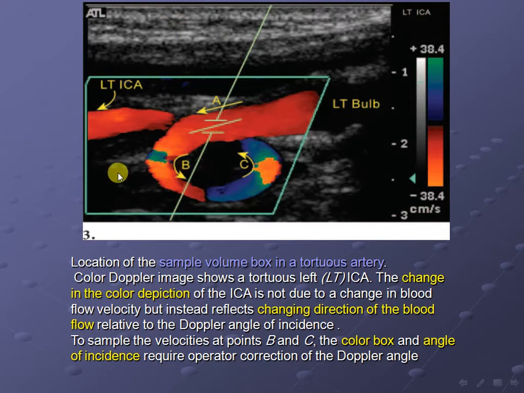You can see here there is a tortuosity in the angle. The artery is making a loop like that. Okay? You should be careful where you place your window. Place it in the straight part, don't place it in the curved part, and don't place it at areas where aliasing happens. This will give you false readings. Okay, take a straight part and go parallel to it. You see the angle is parallel to the direction of the blood flow.